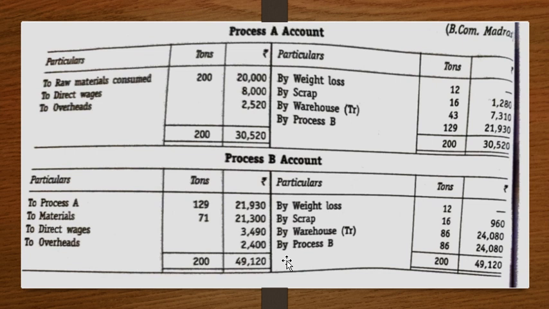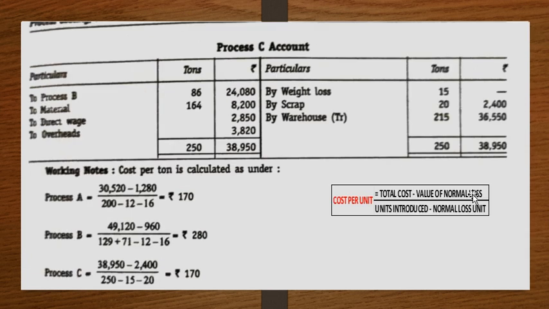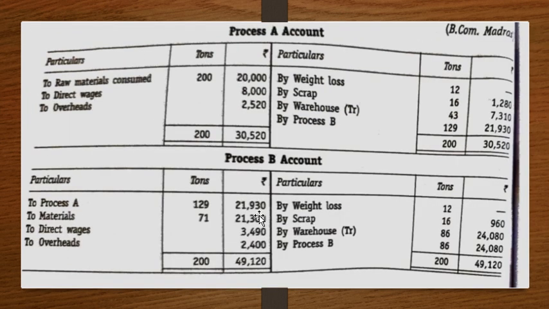So the cost per unit formula is total cost minus value of normal loss, divided by units introduced minus normal loss units. So what is your total cost in process B? 21,930 plus 21,300 plus 3,490 plus 2,400, which will give you 49,120. So 49,120 is your total cost, minus the normal loss. For weight loss, it is nil. For scrap, we have 960. So we will take that into consideration.